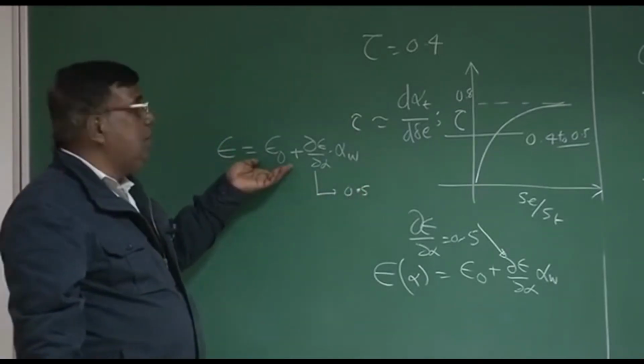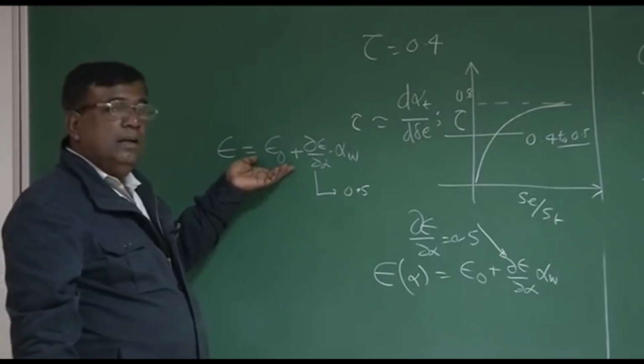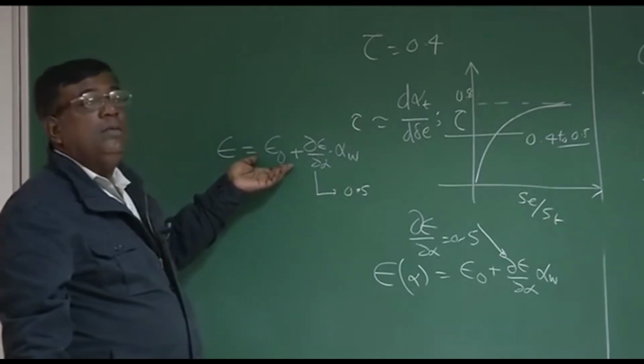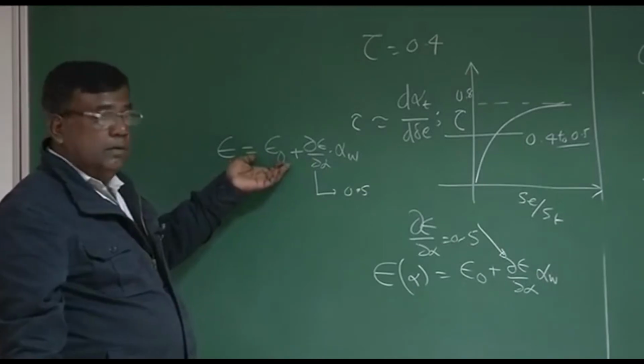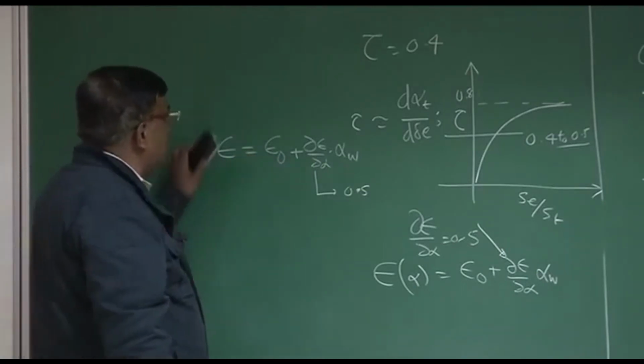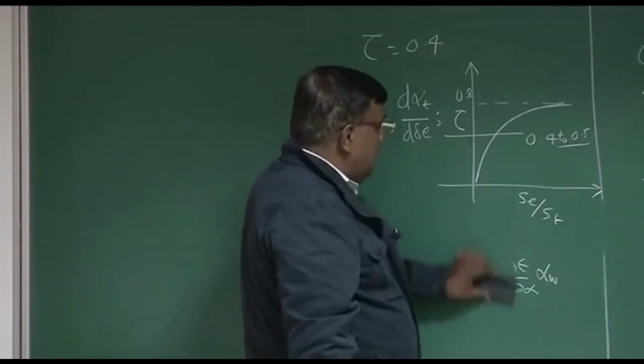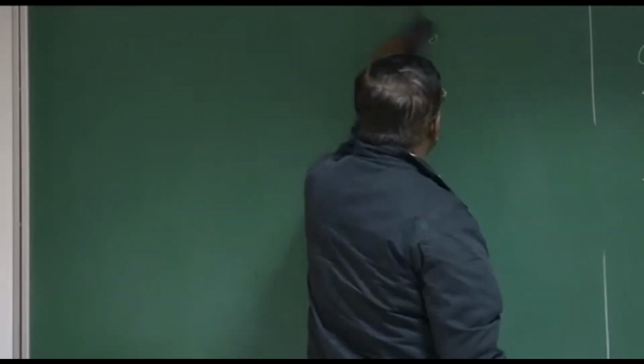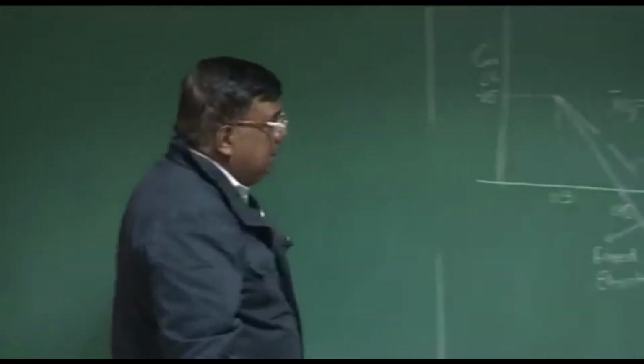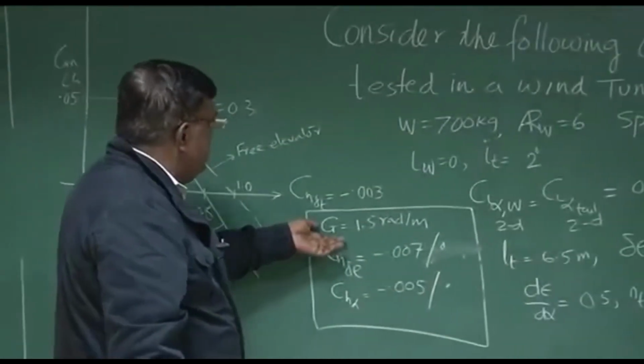You know about epsilon naught. If it is a cambered aerofoil wing, the epsilon naught will be non-zero. For symmetric, it will be 0. Right? These things we understand. We also would like to know what other information is given so that we get a correct feel of the problem. Now, if I come here, you could see here the G.